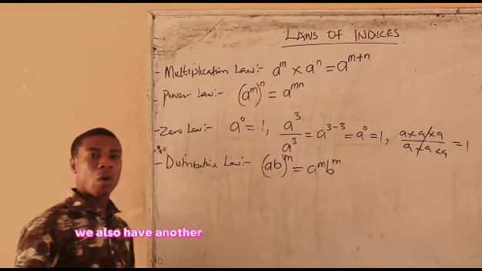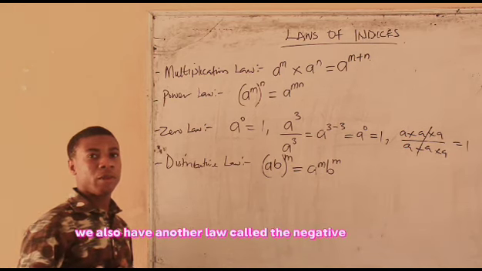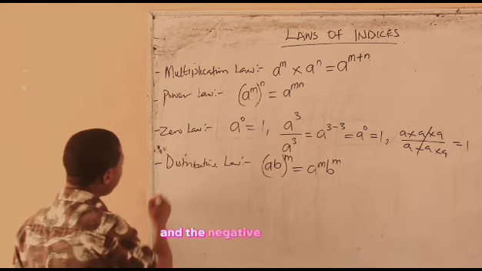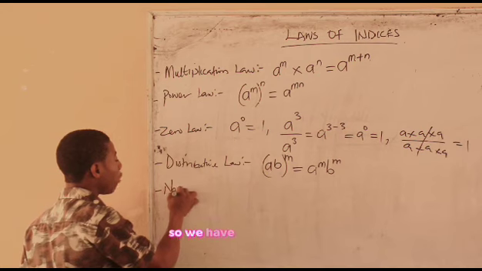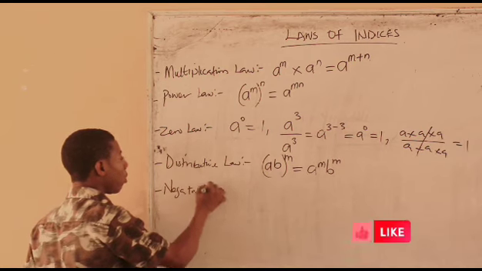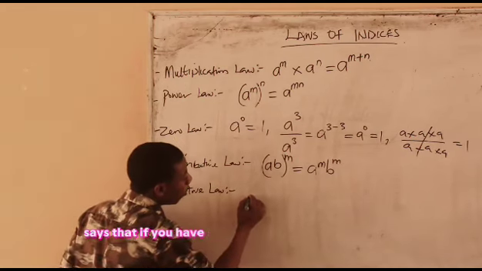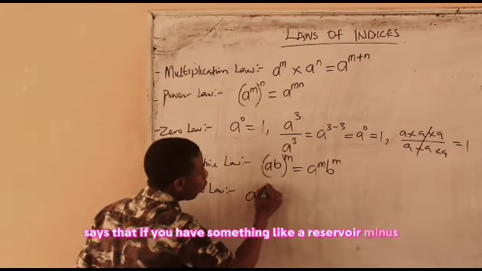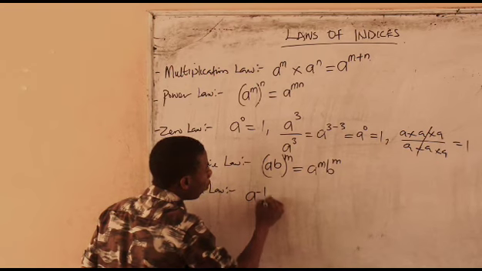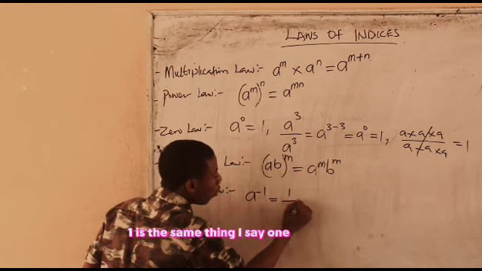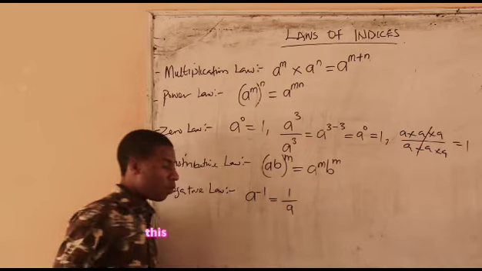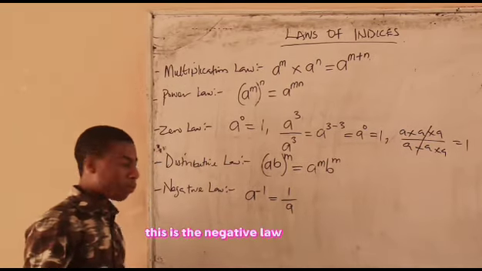We also have another law called the negative index law. The negative law says that if you have something like a raised to the power minus 1, it is the same thing as saying 1 over what? a. This is the negative law.